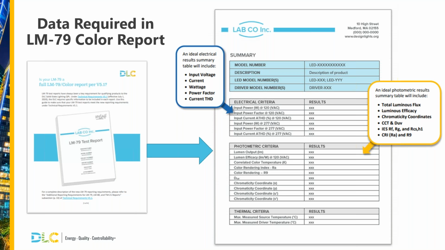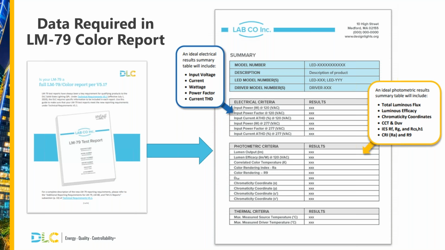In addition to the TM30 graphic, there are a few other items required in the LM79 color report. These details can be found in the additional reporting section of the version 5.1 technical requirements. We have also created a resource document shown on the left side of this slide that is available from our version 5 transition page of the website. And this is one of the many resources Bernadette mentioned a few slides into the presentation.